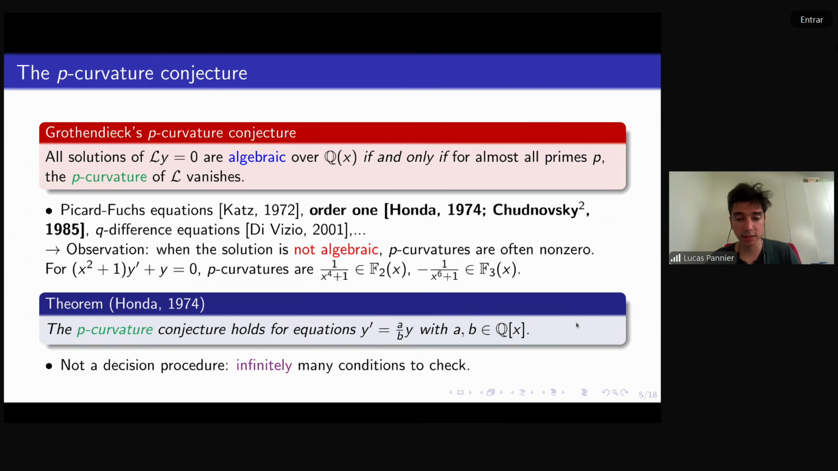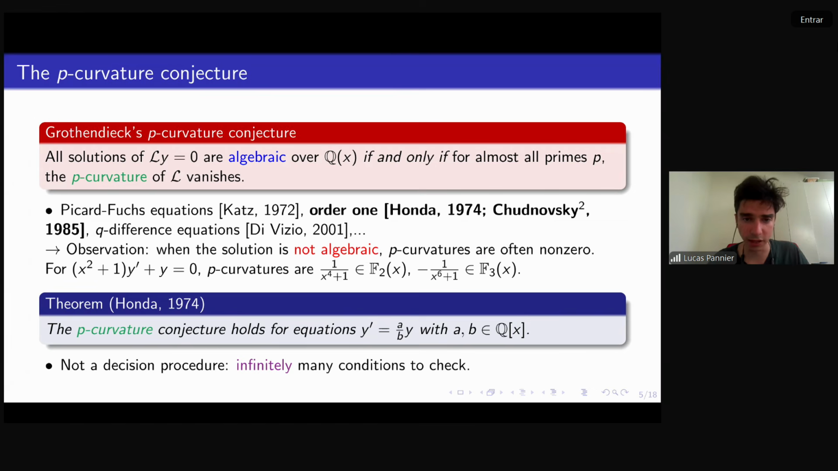And as you can see, this is not a decision procedure. If you recall Abel's problem and Fuchs' problem, they asked whether we could have a decision procedure. And here we would need, in the p-curvature conjecture, to check infinitely many conditions, that is the vanishing of infinitely many quantities that are the p-curvatures. So what we would like to do is to state an effective version of this conjecture, that is, find that finitely many p-curvatures vanish to conclude on the algebraicity in characteristic 0.